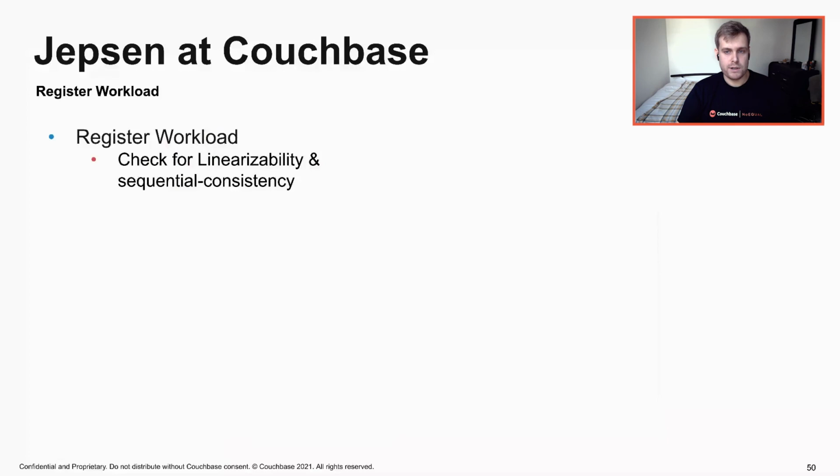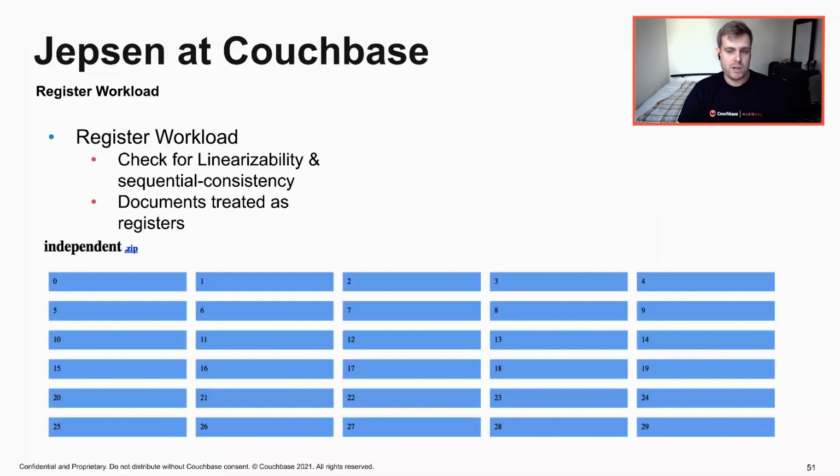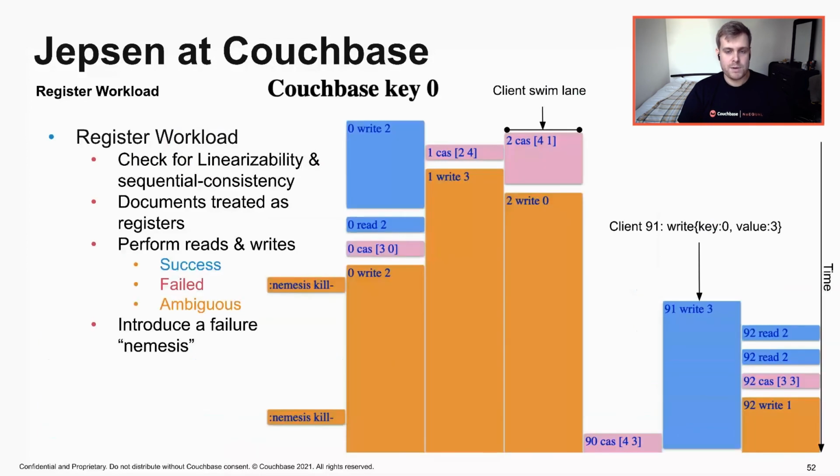Firstly, the register workload. This is designed to check for linearizability. However, at Couchbase, we've also added our own version that will allow us to check for sequential consistency too. The workload works by creating a set of documents which are treated as registers, like in a processor. Each register has read and write operations performed against it by a number of Couchbase clients. Jepsen records the result of each one of these operations.